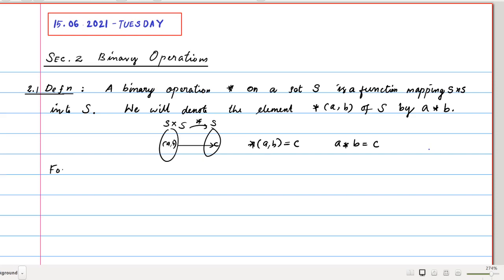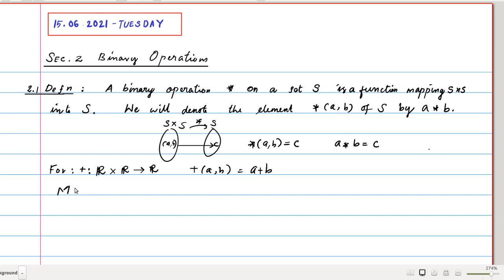For example, we can take the real numbers. The set of all real numbers is denoted by the symbol R. Under addition, you can define addition as a binary operation on R, or you can denote this as plus from R cross R to R, and it is denoted by plus of A comma B is equal to A plus B. Okay, so this is an example of binary operation.